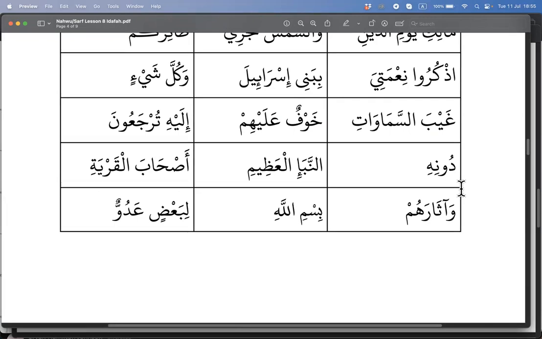Dunihi. Yes, okay. Duna is our special mudhaf, other than min dunillah. Min dunihi. Next one, annaba'il azim. No, good. Is this mausul sifah or not? Yes. Good. Next one. Ashabal qaryati.